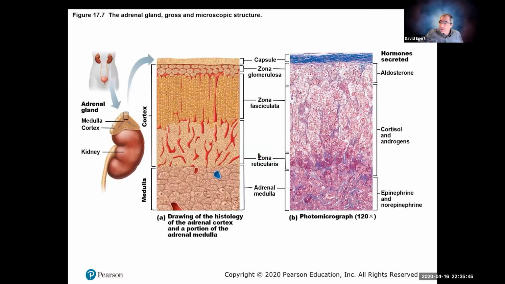This is the adrenal gland, the cortex showing the glomerulosa, fasciculata, reticularis. Again, you are not responsible for this under the microscope. So it's fun to look at. I think it's kind of pretty looking at the layers, but you're not going to be responsible for that.